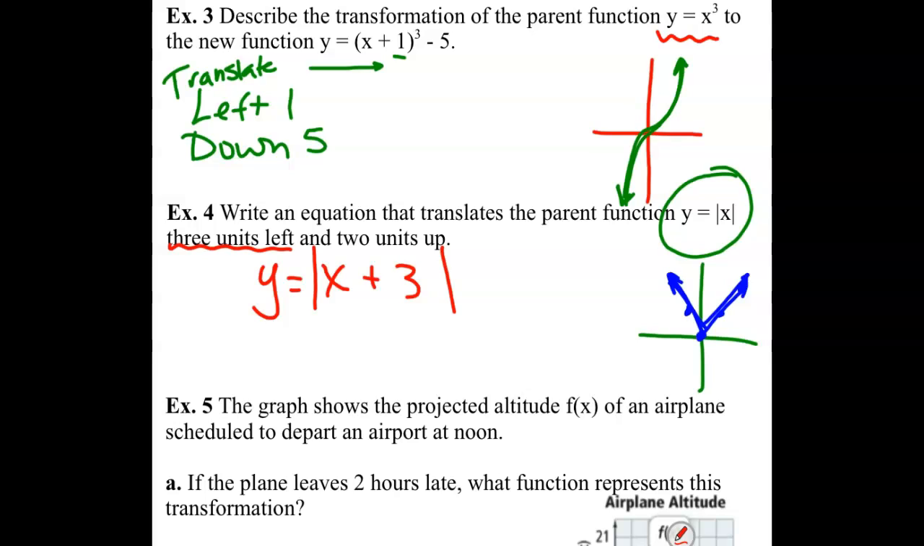Does that make sense? Then it says I want it to go up 2 units. So where does the plus 2 go? Good. All right. So that would take that V shape and it would shift all my points left 3 and up 2. Okay.